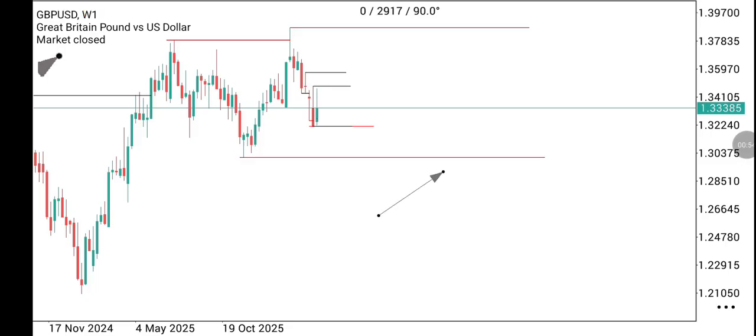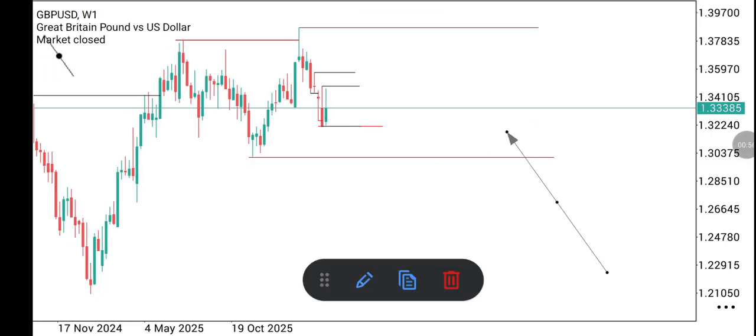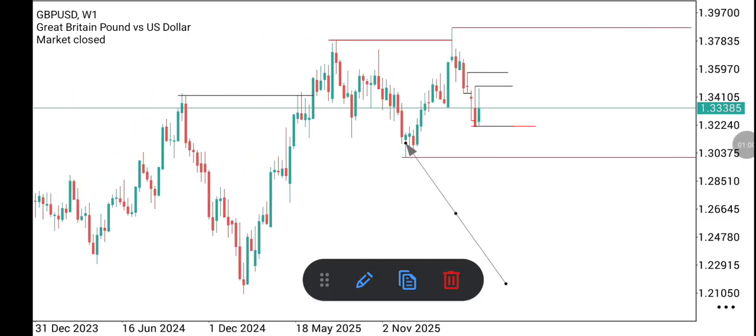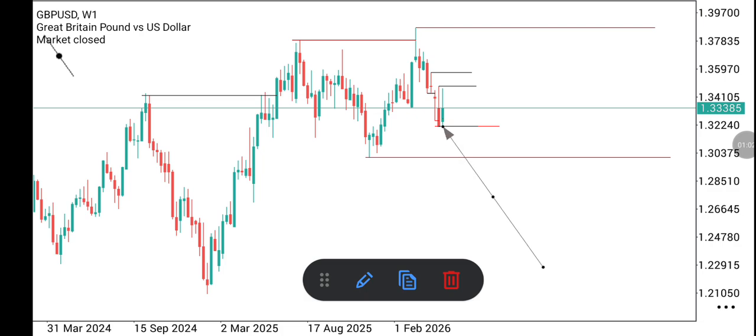So from the weekly view, what we can see, I already have some markup here. I don't want to waste much time, so I'm focusing on the current trend of the market. If you've watched my previous video, I think I did analysis on this structure here. So this is the current move of the market.